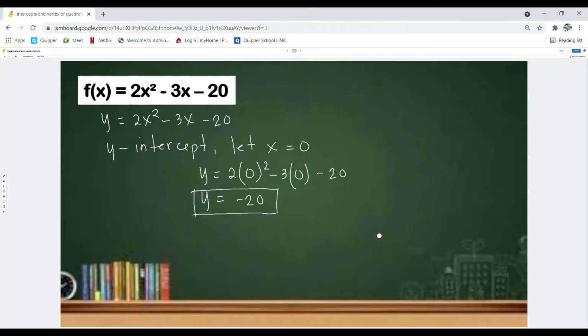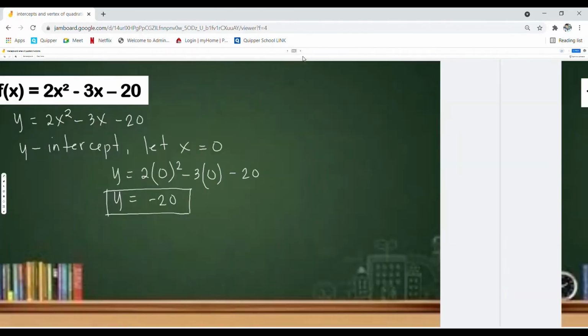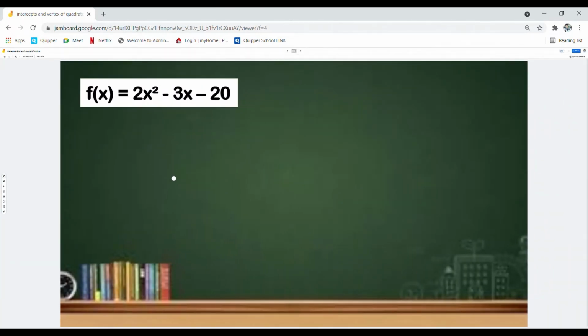Alright, that's how simple it is. Now we'll make use of the same given, solving for the vertex. The given again is f of x equals 2x squared minus 3x minus 20, and if written this way, y equals 2x squared minus 3x minus 20, it's just the same because f of x and y are equal.